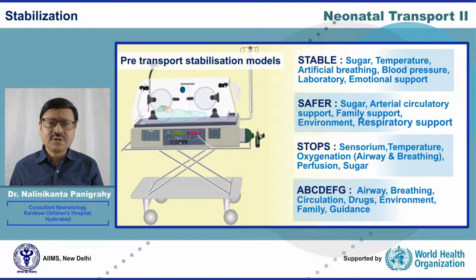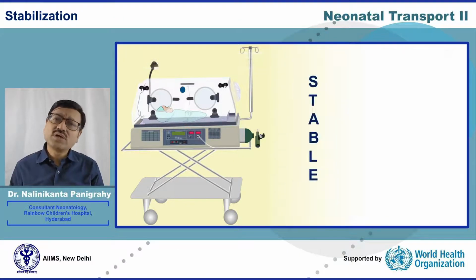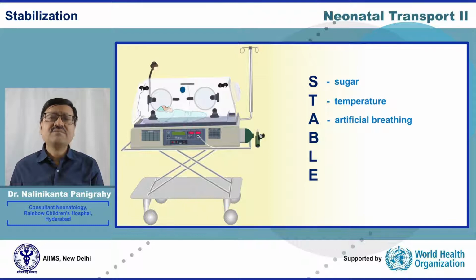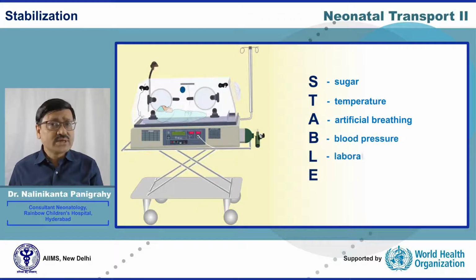But to make it simple, we can follow the basic things. So before initiation of the transport, we should address the airway, breathing, circulation, stabilization is very key. And to achieve that, along with other things, we can follow the STABLE protocol. S for sugar, T for temperature, A for artificial breathing, and B for blood pressure, L for laboratory, like blood investigations, blood grouping, sugar, minimum tests, if anything available, we should do that and carry the information with us.